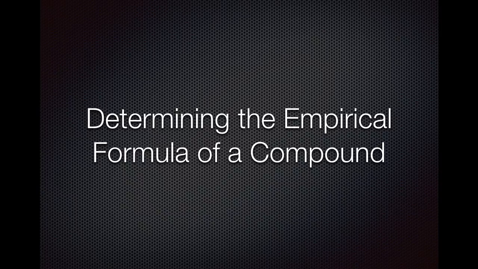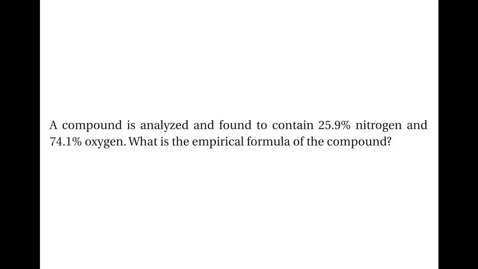I'm going to do an example first, then I will let you guys do a problem so that you can apply what you are learning. A compound is analyzed and found to contain 25.9% nitrogen and 74.1% oxygen. It's asking you, what is the empirical formula of the compound?